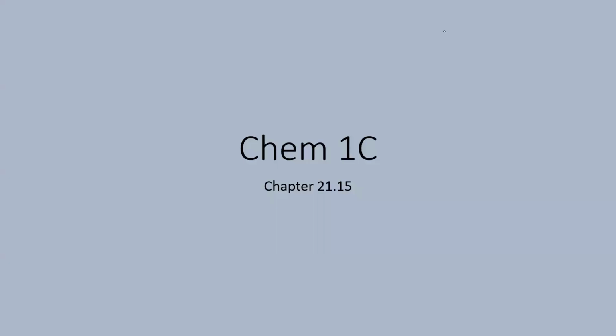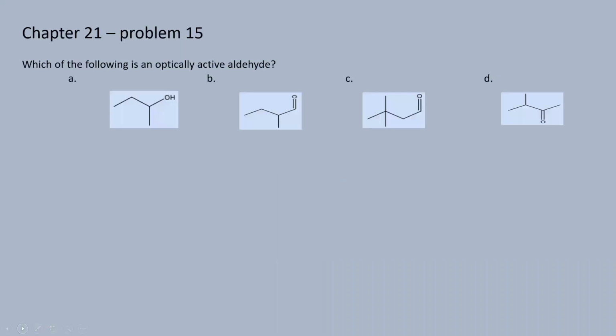Chapter 21, Problem 15. Which of the following is an optically active aldehyde? So the first thing I'm going to do is focus on the word aldehyde. An aldehyde has to have a carbon with a double bonded oxygen and a hydrogen. And then on the other side, it could either be a carbon or a hydrogen. So minimally double bonded O with a hydrogen.